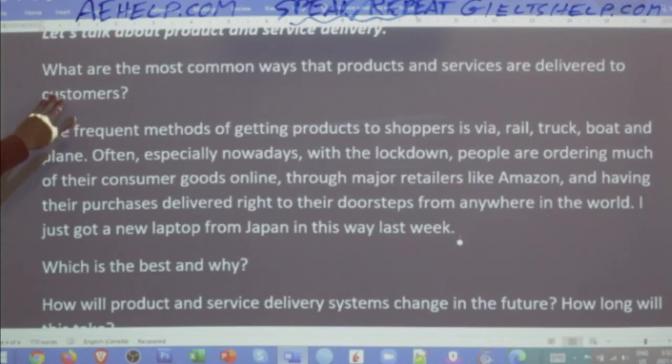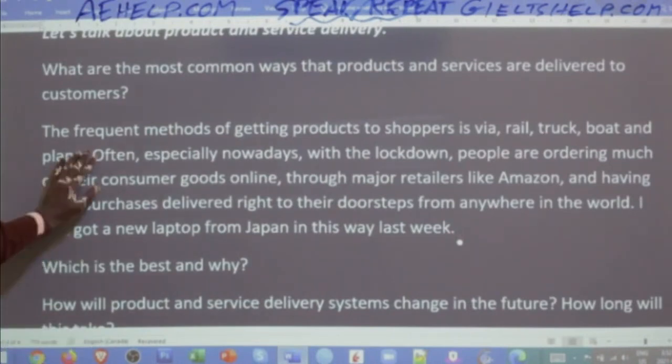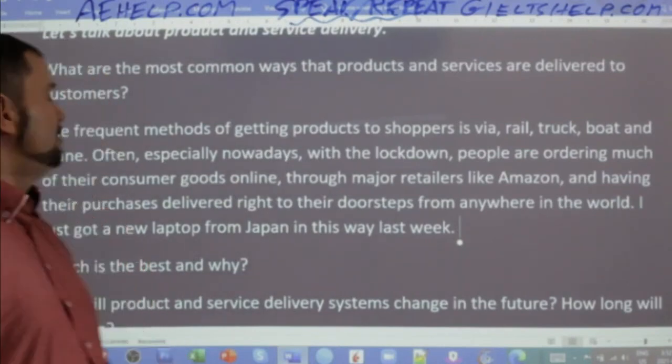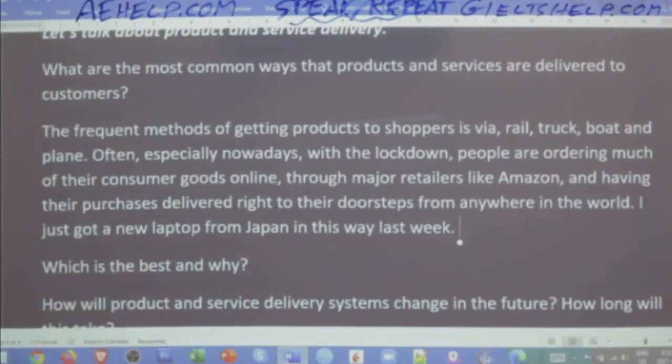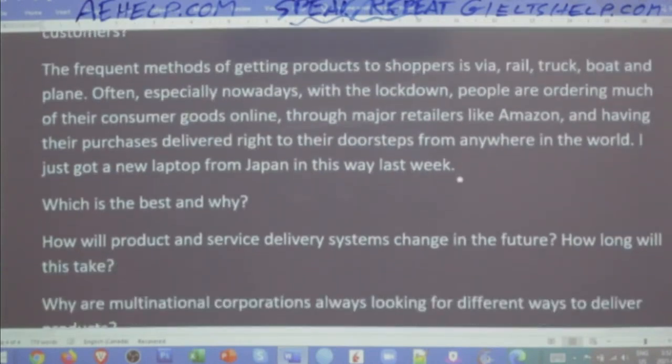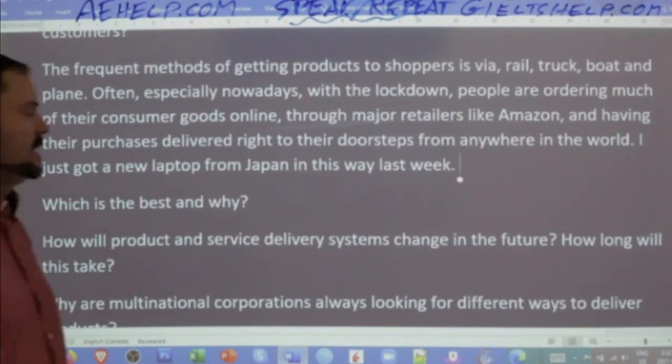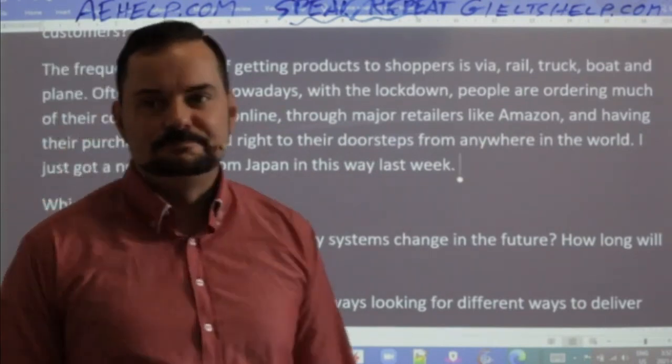Read and repeat with me. If you can, then don't read, just repeat. So what are the most common ways that products and services are delivered to customers? The frequent methods of getting products to shoppers is via rail, truck, boat, and plane. Often, especially nowadays with the lockdown, people are ordering much of their consumer goods online through major retailers like Amazon and having their purchases delivered right to their doorsteps from anywhere in the world. I just got a new laptop from Japan in this way last week.